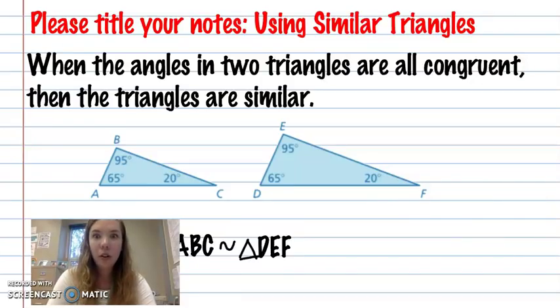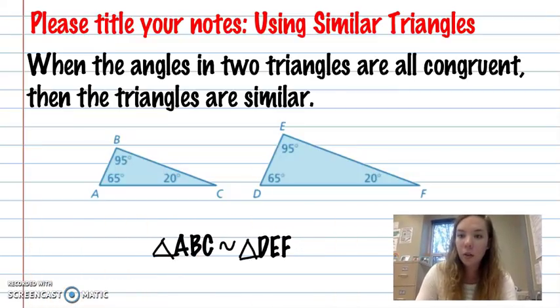Okay, for today, you're going to title your notes using similar triangles. Two triangles are similar when all of their angles are congruent, which means all of their angles are the same measure. So in our example here, and again, I'd like you to sketch the picture, our two triangles are different sizes, but they're similar because they have all of the same angle measures. Okay, this is just a larger version of this same triangle.